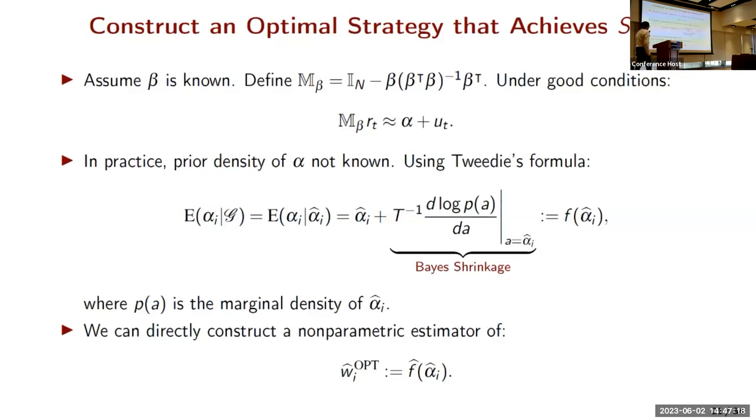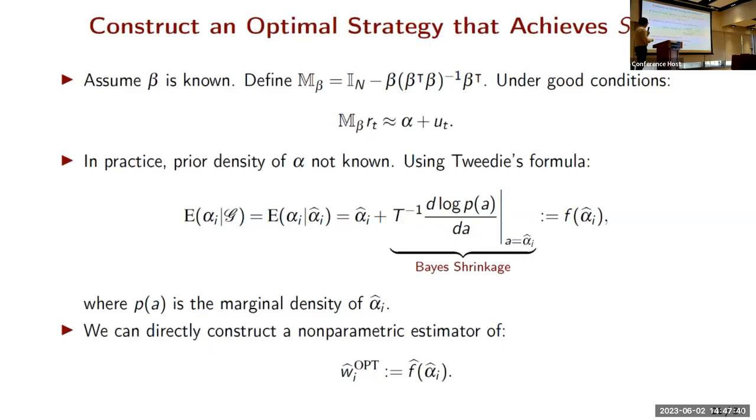If alpha i hat is really large, you don't need to do any shrinkage. You can just use it. But if alpha i hat is very small, you need lots of shrinkage to actually help you make this portfolio strategy work. All right. In the interest of time, I have no time to discuss how we actually estimate it.